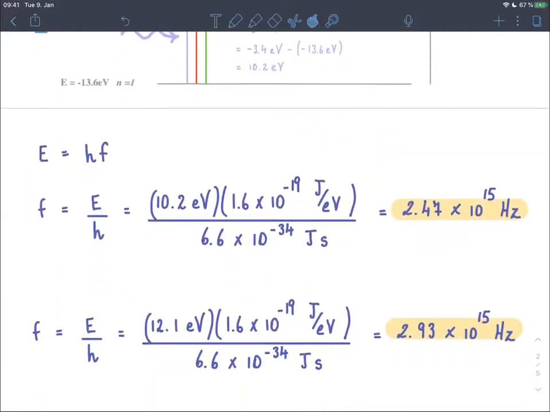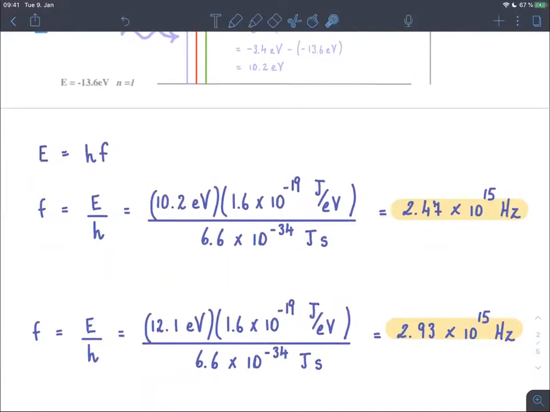Thus, if we had to expose the hydrogen atoms to electromagnetic radiation of frequency 2.47 times 10 to the power of 15 Hertz, this would mean that each photon will have exactly the right amount of energy, that is 10.2 eV. The working is shown here, and it is very straightforward.